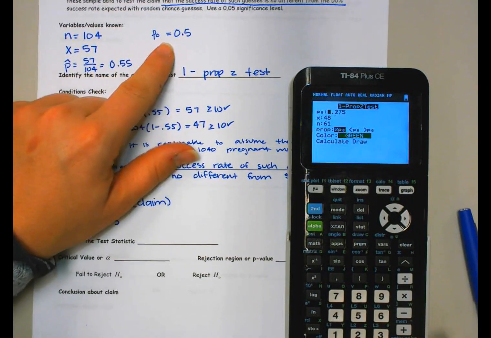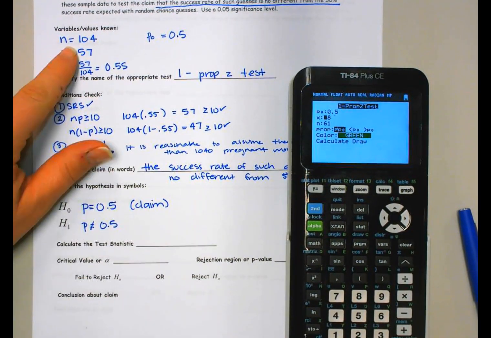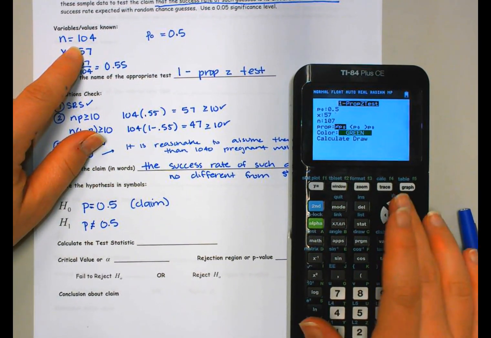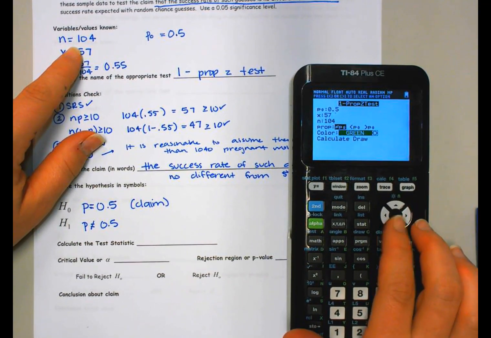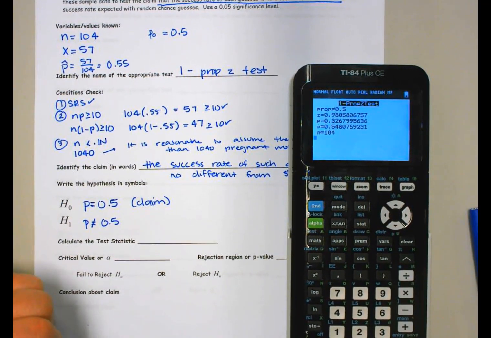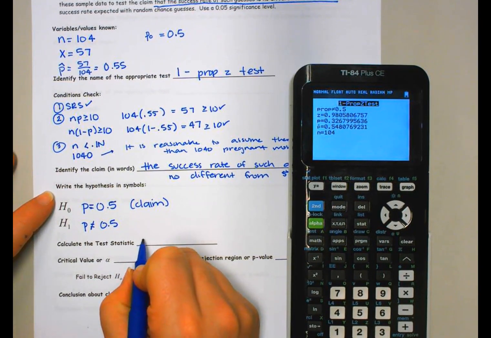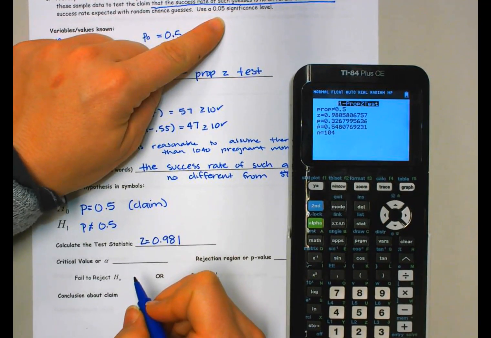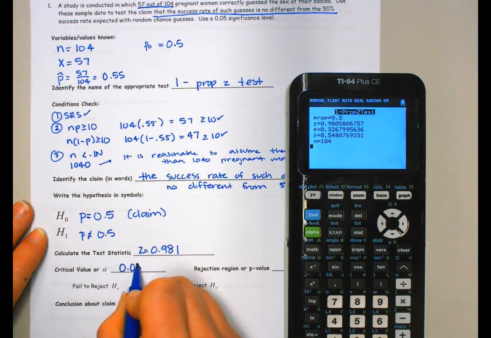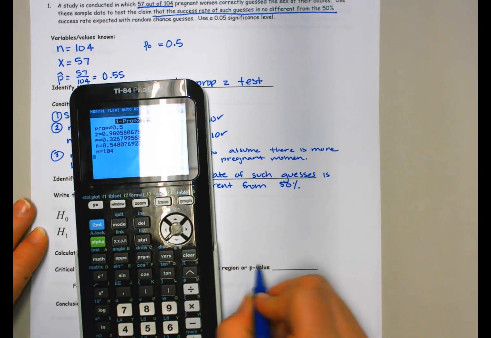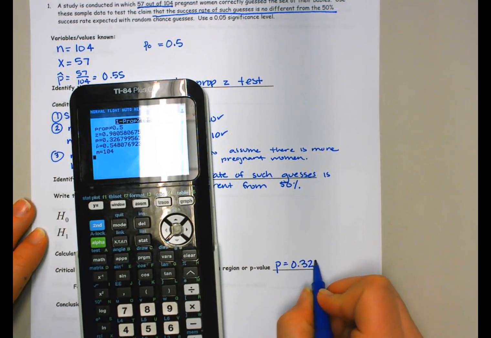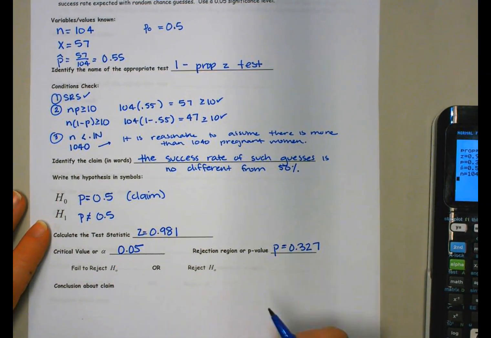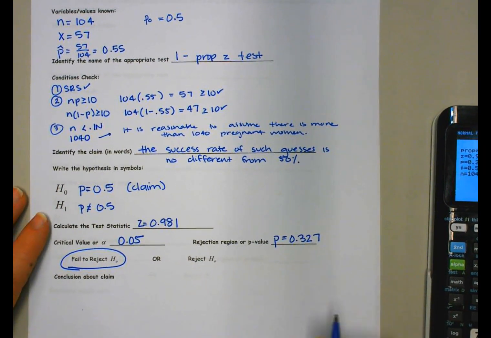So my original p-value is 0.5. My x is 57. My n is 104. And then my alternative is that they don't equal. So when I hit calculate, I get that z is 0.981. I'm testing against a 0.05 significance, and I got that my p-value was 0.327. So this p-value is bigger than this, which means we are going to fail to reject our null hypothesis.